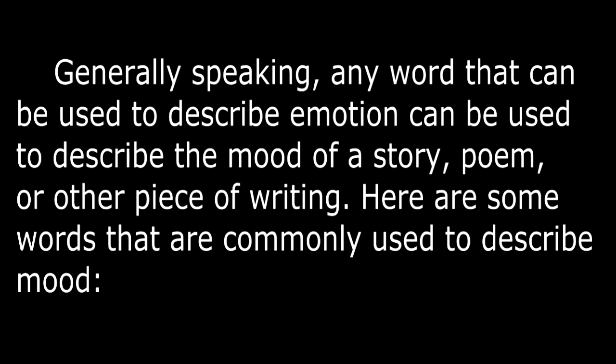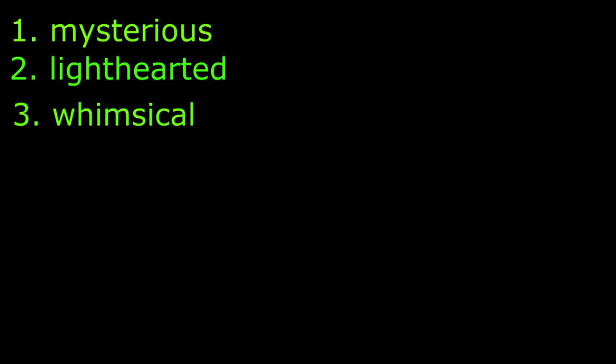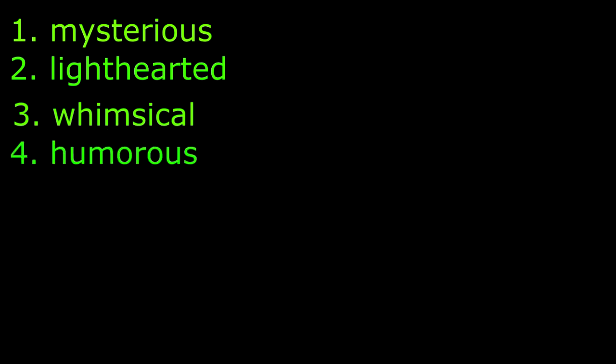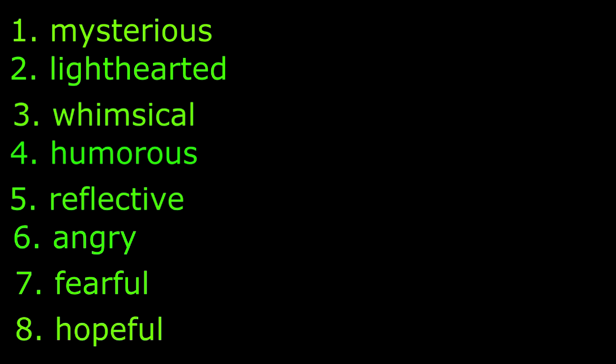Generally speaking, any word that can be used to describe emotion can be used to describe the mood of a story, poem, or other piece of writing. Here are some words that are commonly used to describe mood. 1. Mysterious. 2. Light-hearted, means amusing and entertaining. 3. Whimsical, means playfully quaint or fanciful, especially in an appealing and amusing way. 4. Humorous. 5. Reflective. 6. Angry. 7. Fearful. 8. Hopeful.